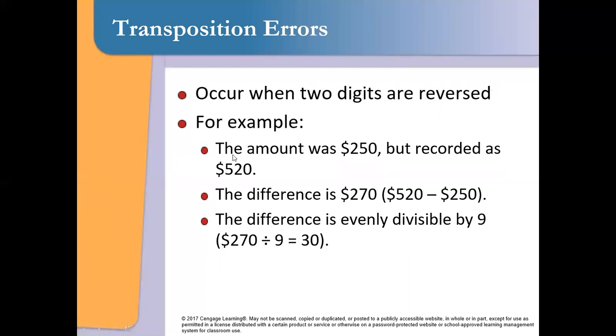Transposition error: if the amount was 250, but we recorded it as 520, the difference is 270. We divide that difference by 9. That should tell us that I may have that kind of error. Okay.